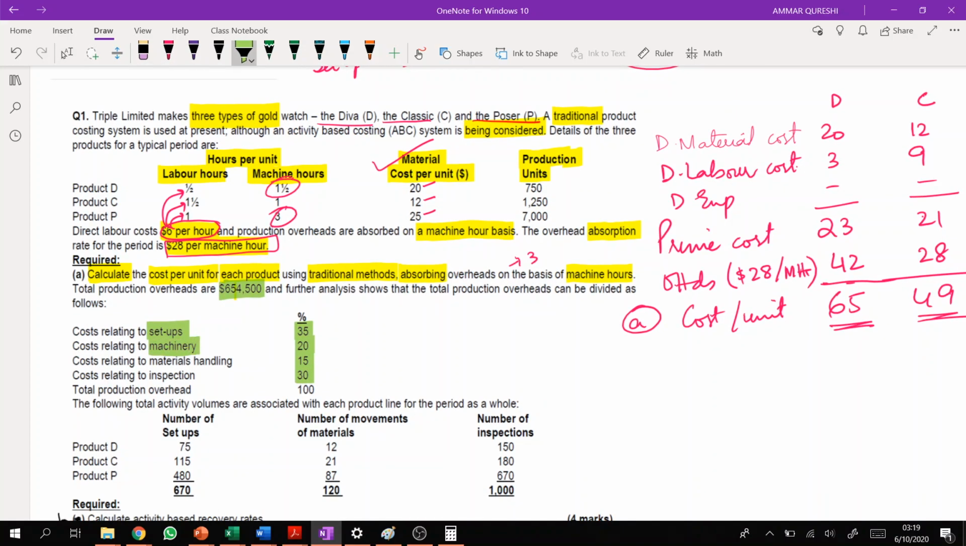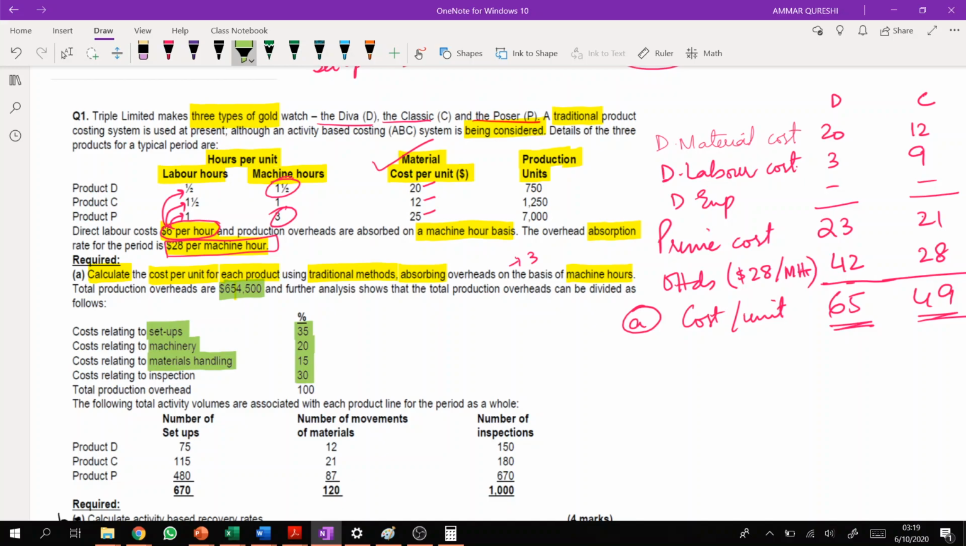Now the next part is cost relating to machinery. Machine related cost can be depreciation, rent of machinery, maintenance cost of machinery, and other costs associated with the machinery, such as insurance. Cost related to material handling is typically store department cost.